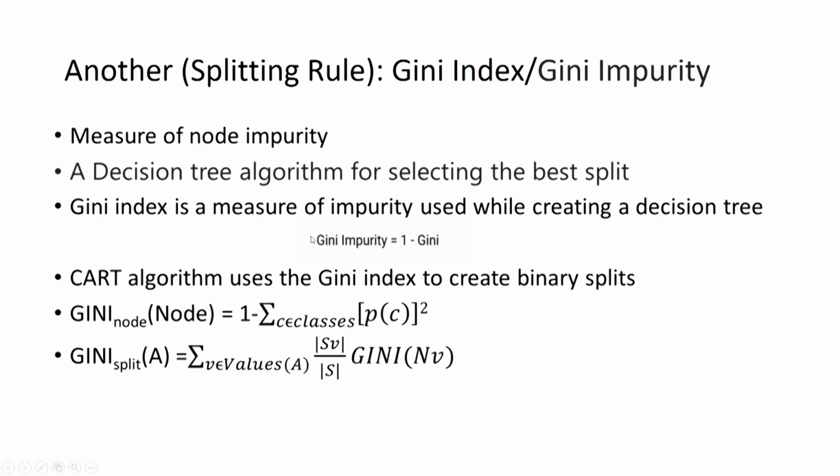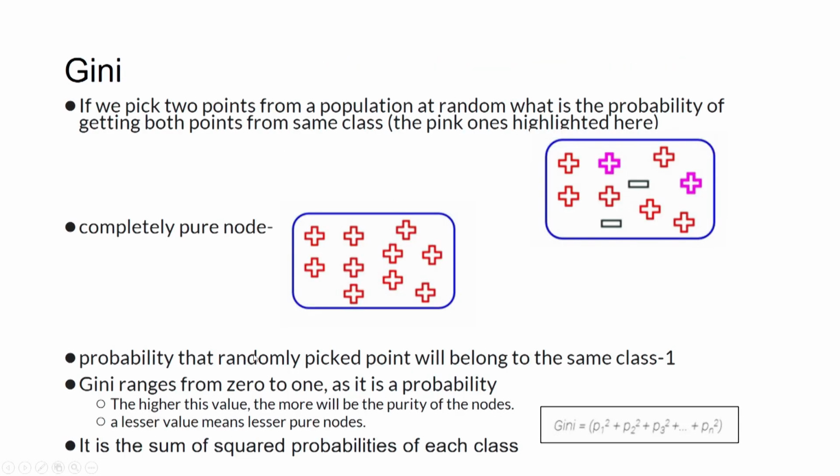And what is Gini impurity? Gini impurity is defined as 1 minus Gini. After calculating Gini of all the nodes, we will calculate the Gini of the split as we have done in information gain. So, how will we get the Gini of the split? That is the weighted average of the Gini of all the nodes. So, let us see by example.